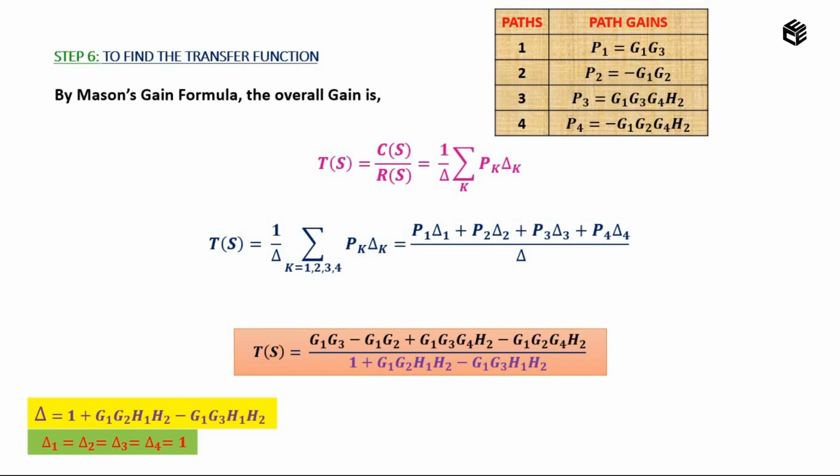Okay. So I hope that you all understood how to convert a block diagram to signal flow graph. The main thing is we need to mention the nodes properly.